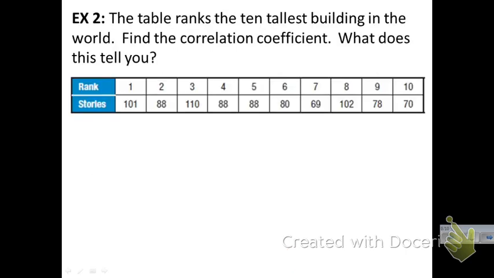Okay, so example 2 says, the table ranks the 10 tallest buildings in the world. Find the correlation coefficient. What does this tell you? So again, we're going to list our first one as L1, our second as L2. I want you to graph the scatter plot just to look at it, and then I will teach you how to find the correlation coefficient. When we graph this, we can see our scatter plot will look something similar to this. So this tells us, first of all, that there is a negative correlation.